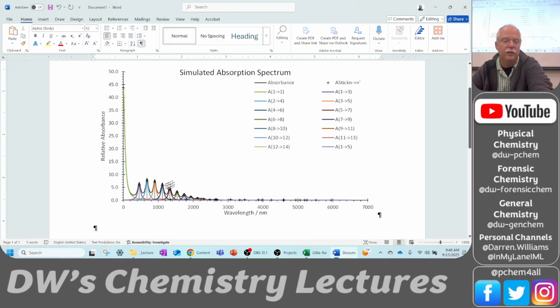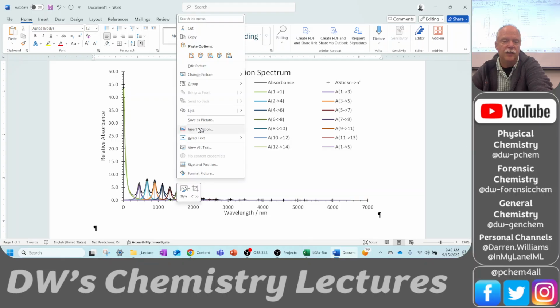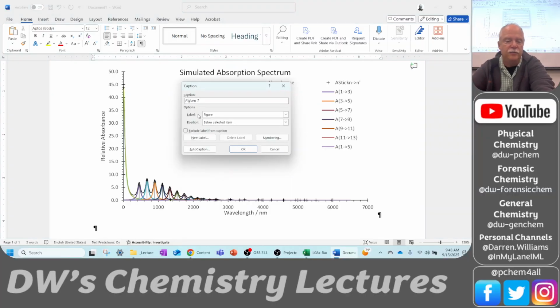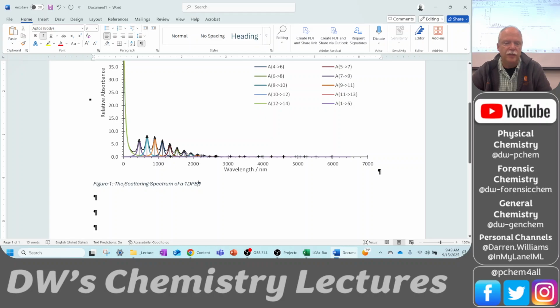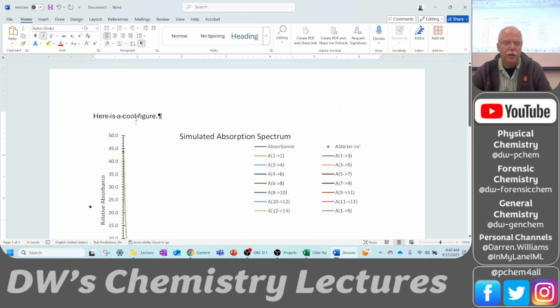Okay, so we go along, and then we want to do this. Right-click the figure, and see here it says Insert Caption. Then it says Figure 1, and we'll say the scattering spectrum of a particle in a box, 1D PB. Okay. There. So there's our figure caption.